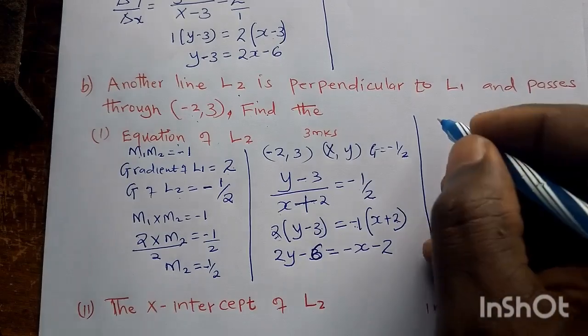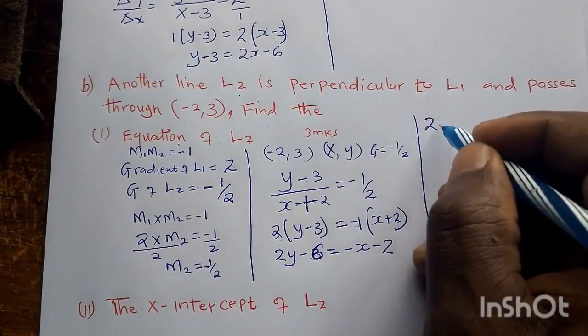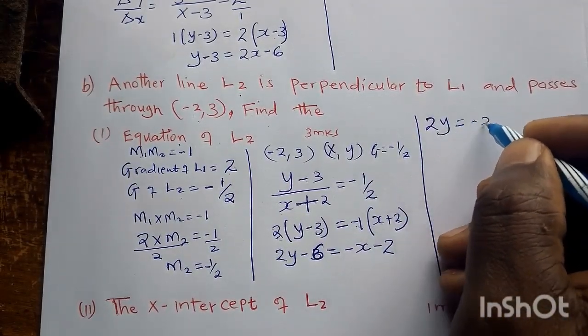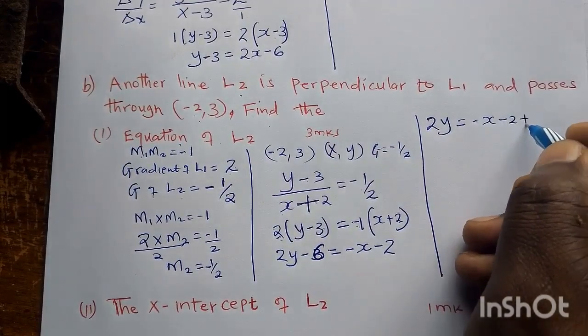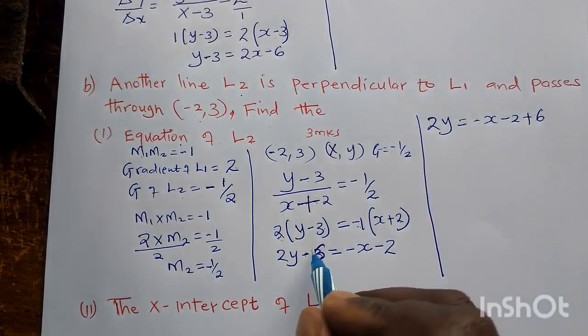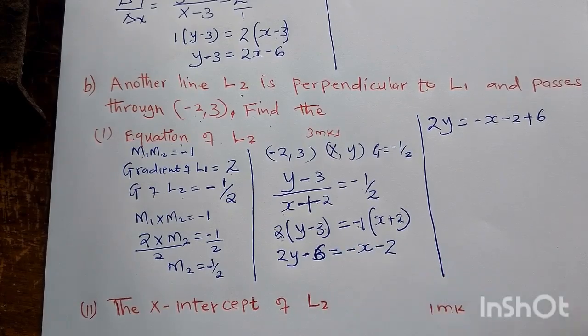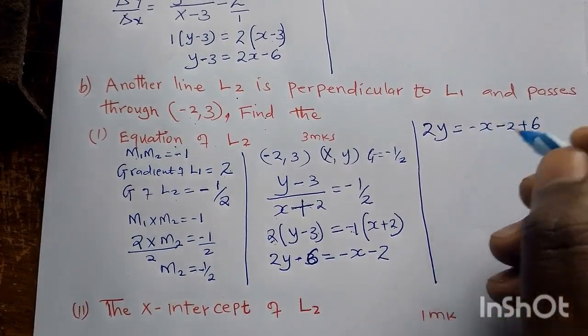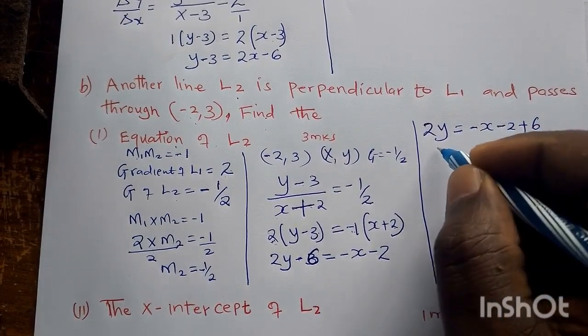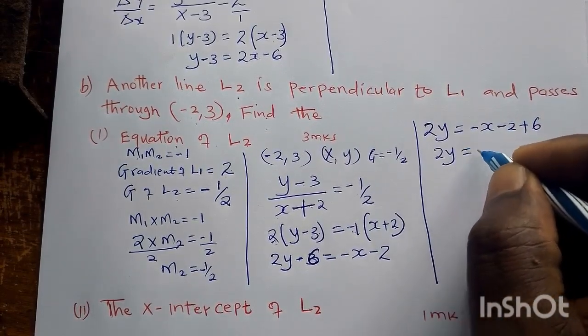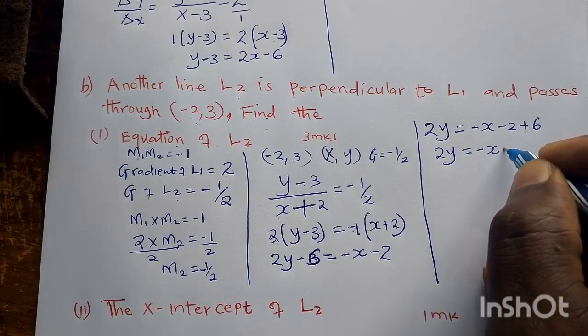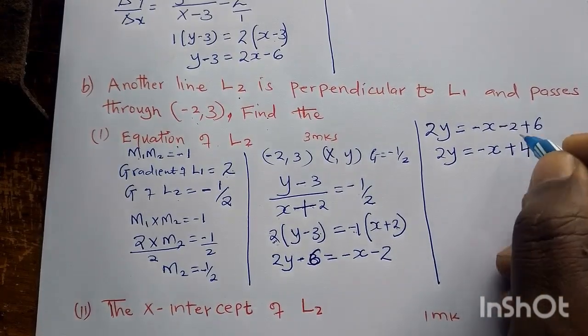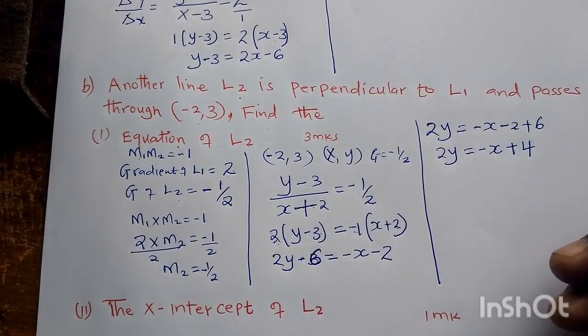So let's put this one to the other side. 2y is equal to -x minus 2 plus 6. Because this one is negative on this side, it will be positive. So 2y is equal to -x plus 4, because -2 plus 6, the answer is +4.